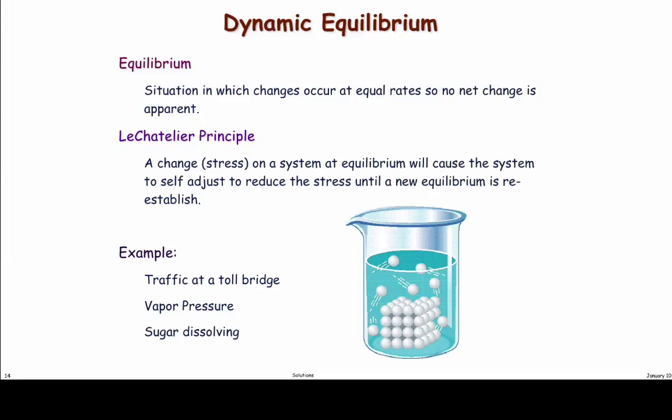An example of equilibrium is like traffic on a toll bridge. As 5 cars move in towards the bridge, 5 cars move out of the bridge, and it looks like nothing's moving, but really at a close level, the cars are actually moving through.